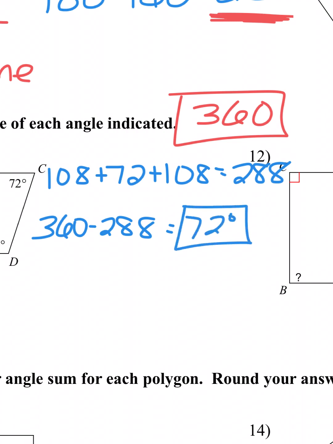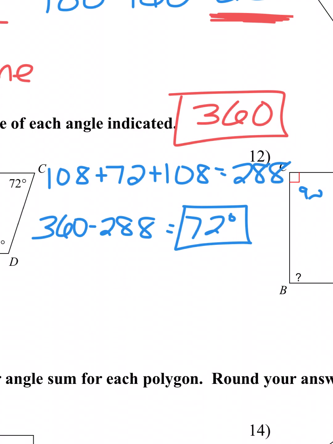Okay. Is number 12 similar? Yes. What do those boxes mean on number 12? They're all 90. Okay? Remember that. They all mean 90. Questions on 11 and 12?